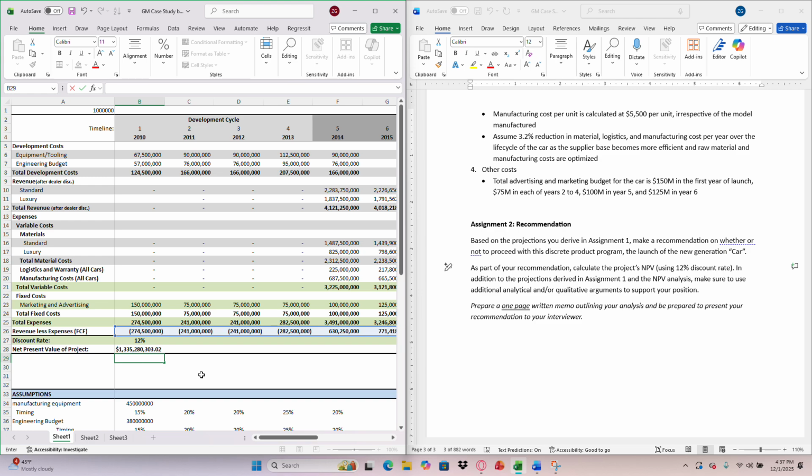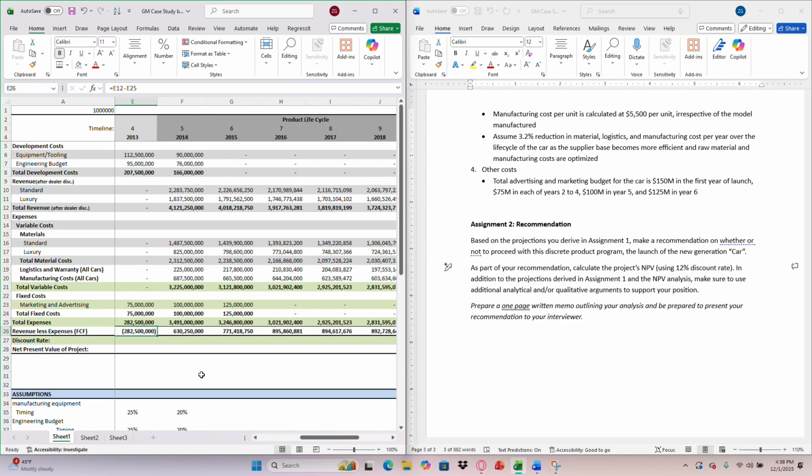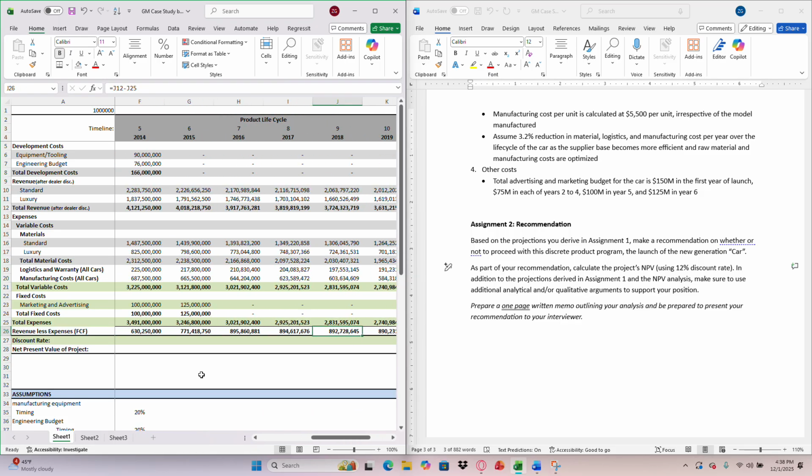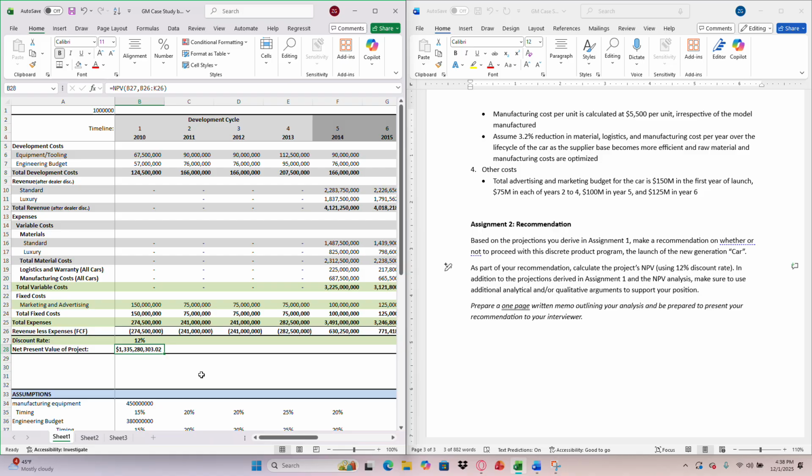But yeah, so we see that our net present value is like $1 billion, which makes sense because if you notice, it might seem really big, but the actual revenue over that period of time is like, I don't know, close to $5 billion. So it makes sense, especially with a high discount rate, that our net present value would be that number. So that's kind of how you build out this model.